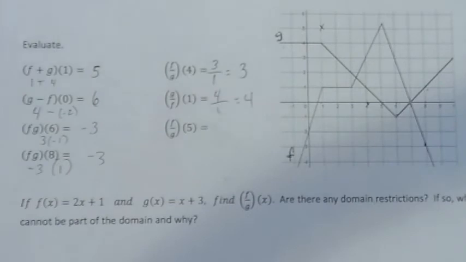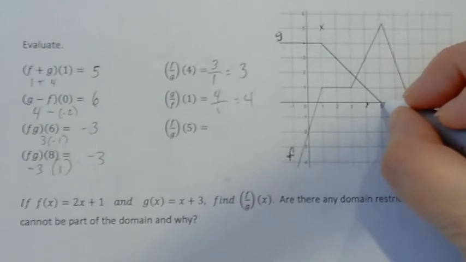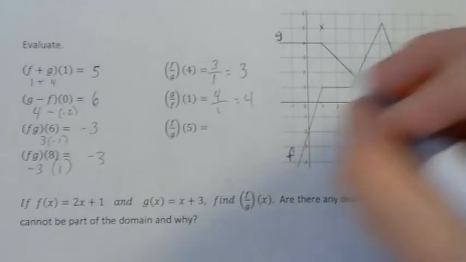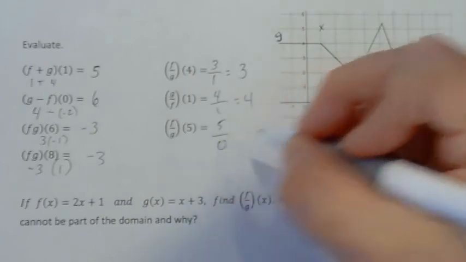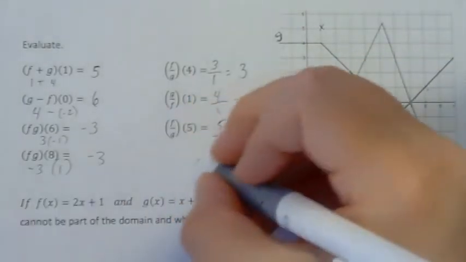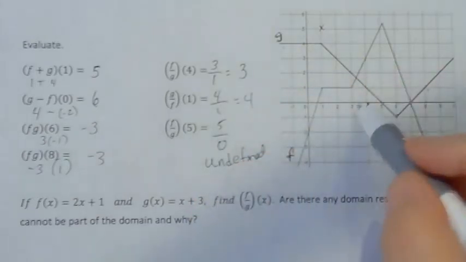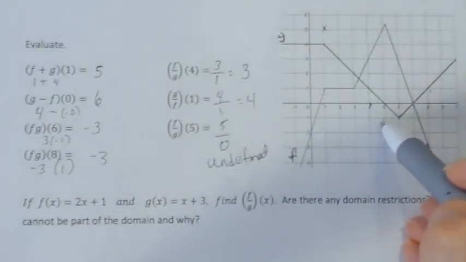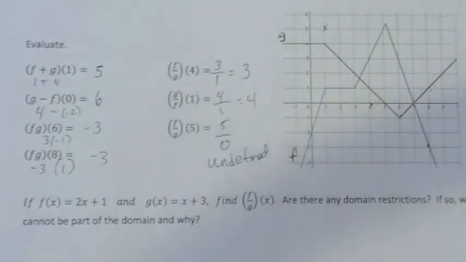What about f divided by g at 5? So we're going to 5 here. The f function at 5 is 5. The g function at 5 is 0. And 5 divided by 0 is undefined. So if I was graphing out this new function, there wouldn't even be a spot at 5 because it's undefined at that spot.